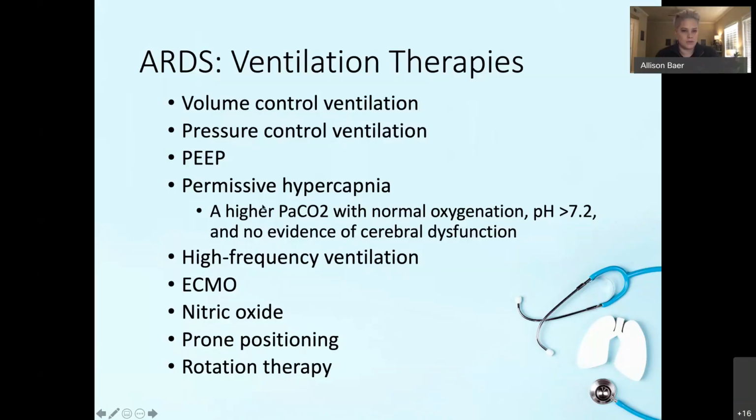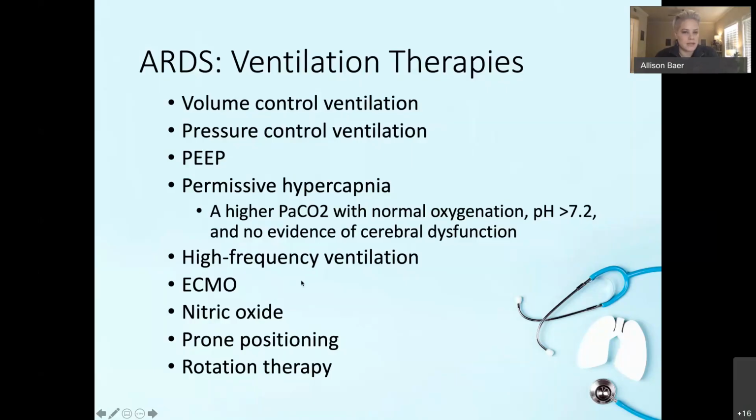So you might see CO2s of like 50 or so in these patients, in the 50s, maybe as high as the 60s. It just depends. Sometimes you have to pick your battles, and getting their oxygen right is the first goal, and then kind of fixing the ventilation when you can.